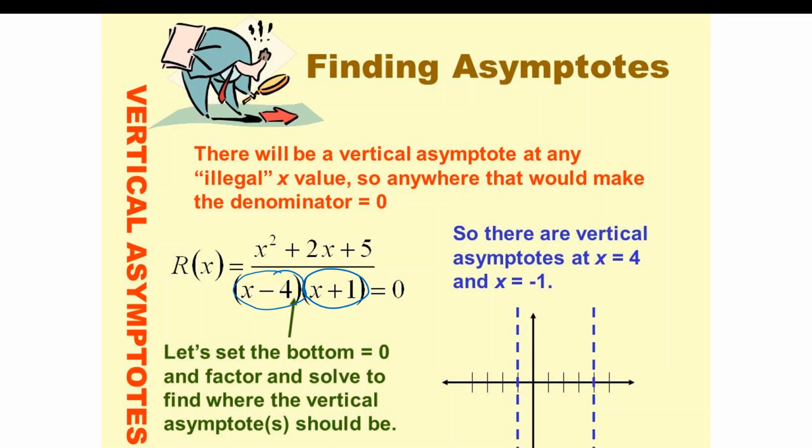All right, so let's set the bottom equal to 0 and factor to solve to find where the vertical asymptotes should be. So when we actually have this factored out, which is x minus 4, x plus 1, we see that there are vertical asymptotes at x equals 4 and x equals negative 1. So this is where our vertical asymptotes will be depending on where x equals. So we spent the whole last lesson talking about when the equation would be undefined, and we would say x equals 4. And so now we know that that's important to know because that tells us where our asymptotes are.